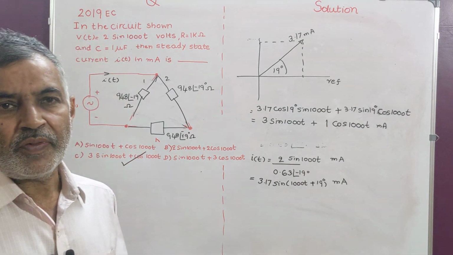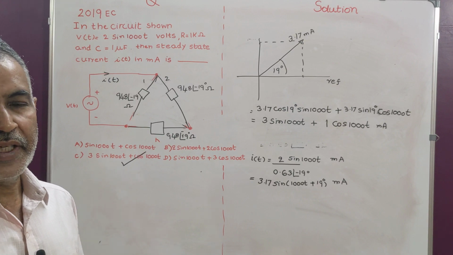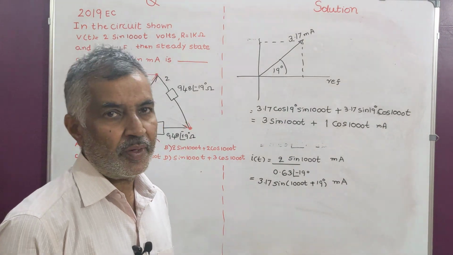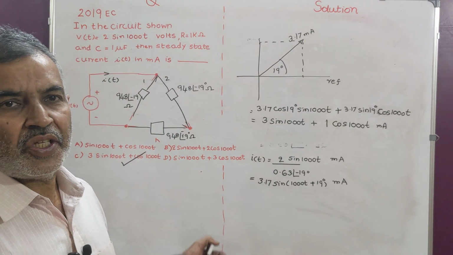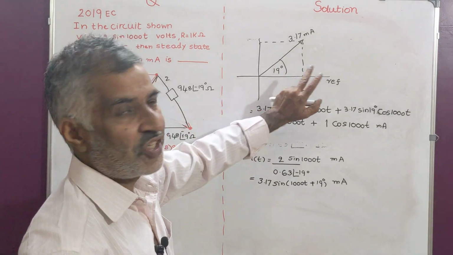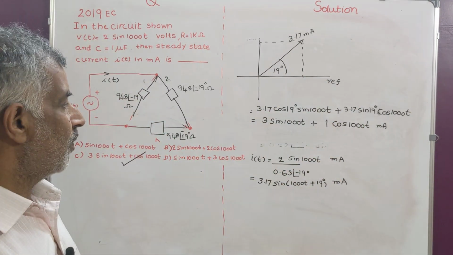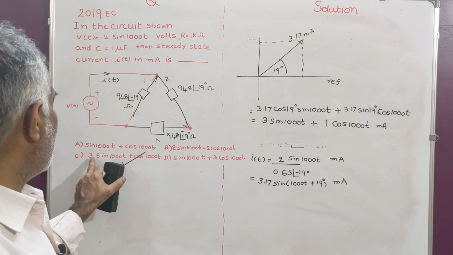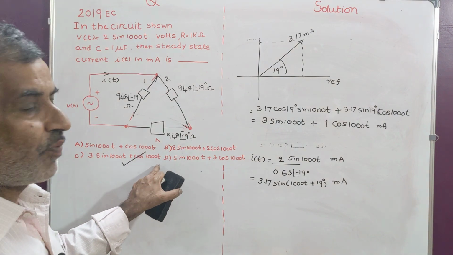In this problem, you are supposed to know delta to star or star to delta transformation, then impedance calculation, and then phasor knowledge; the knowledge of phasors is essential. So the answer is 3 sin 1000t plus cos 1000t.